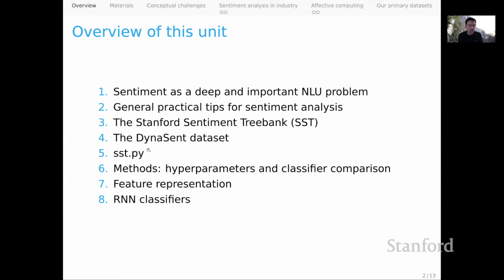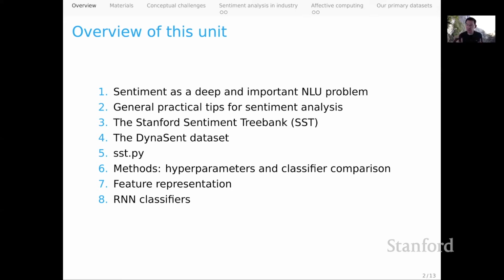After that, I'll introduce the code base that we'll be working with on the assignment and the bake-off. That's sst.py, which is included in the course code distribution. And I'm going to use that code to illustrate some important methodological issues surrounding supervised analysis in general, which would be hyperparameter tuning and comparison of different classifiers to see whether they are different in some significant statistical sense.